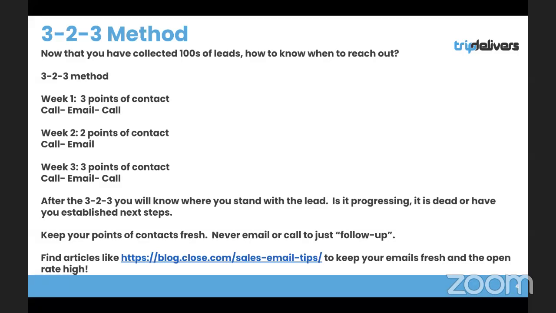Meaning you've made at this point 8 points of contact. They're not returning anything from an email to a phone call to a walk-in. They're not interested. So put them on a list for later, say 3 months down the road. Or have you established the next steps? After this 3-2-3 method, you really will know exactly where you stand with that lead, and there should be no questions.